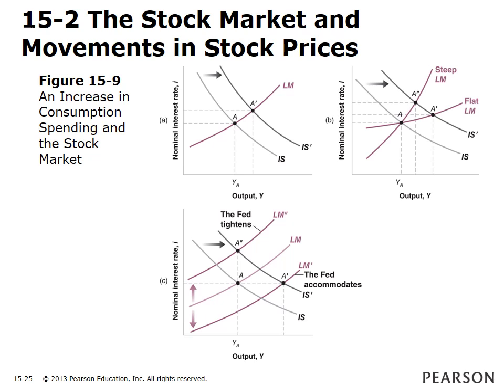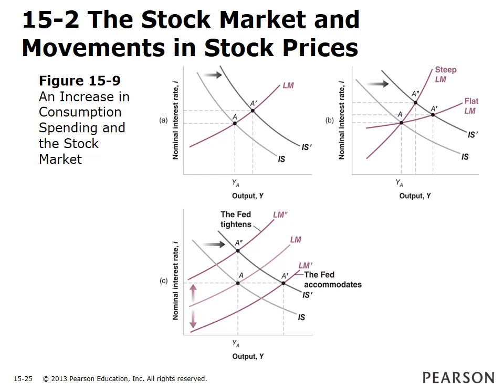Figure 15-9 shows the effect of an increase in consumption spending on the stock market. Panel A shows an increase in consumption spending leads to higher output and higher interest rate. What happens to stock prices depends on the slope of the LM curve and on the Fed's behavior. Panel B shows a flat LM leads to a large increase in output and a small increase in interest rate. Stock prices will go up. If LM is steep, output increases little, interest rates go up a lot. Stock prices will go down.